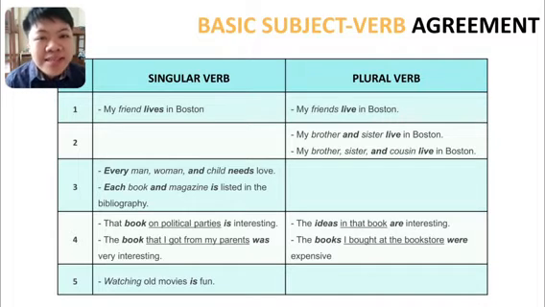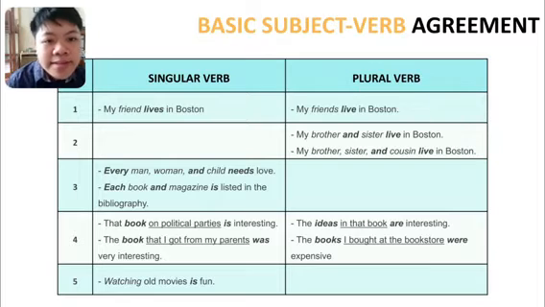But let's take a look at the sentence. The book on political parties is interesting. So it talks about the book, not on political parties. So don't get confused. Don't take a look at political parties. You may mistake it as plural, but it's actually singular. It also applies for the ideas in that book are interesting. Okay, so it talks about the ideas, not about the book. And "in that book" is an interrupting structure, interrupting sentence.